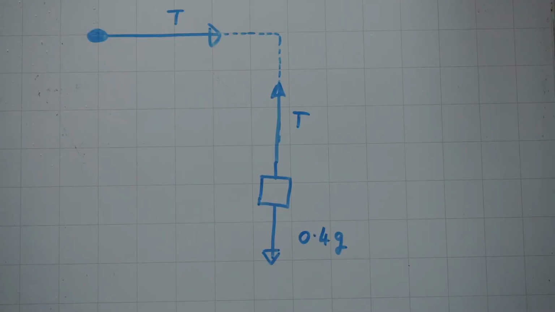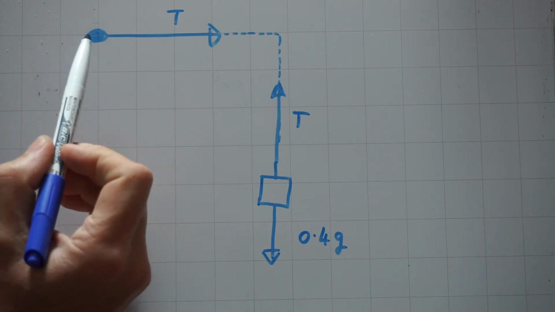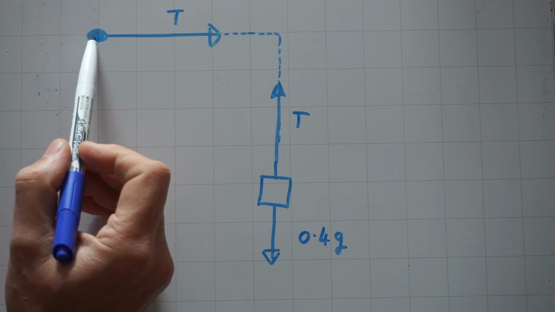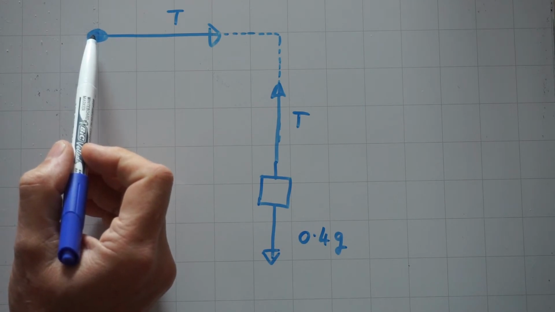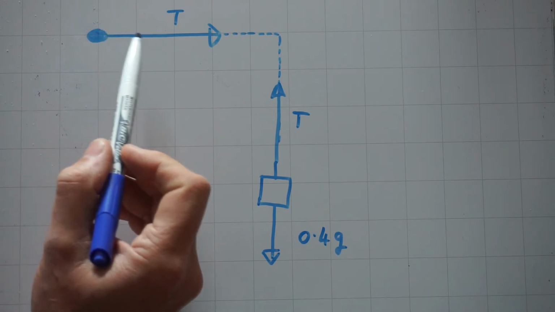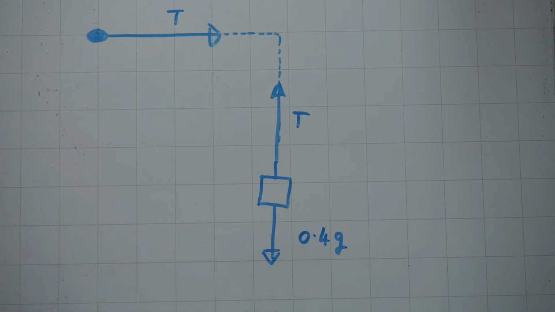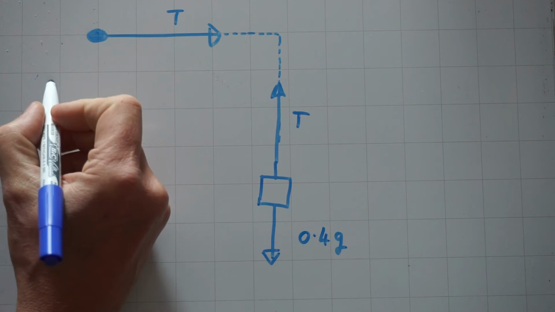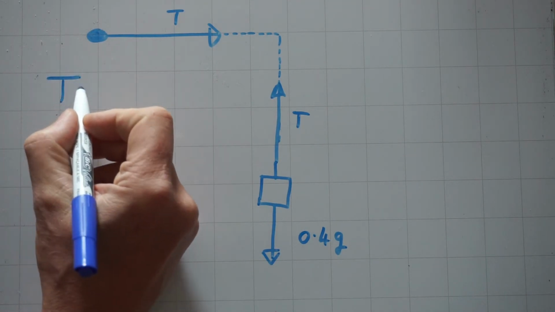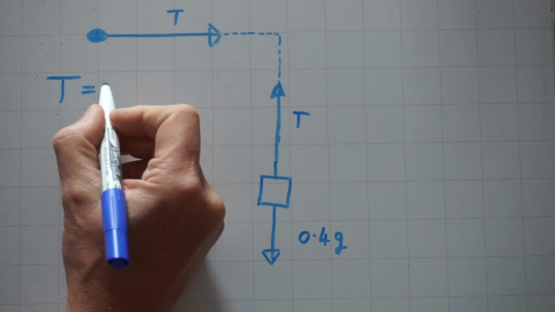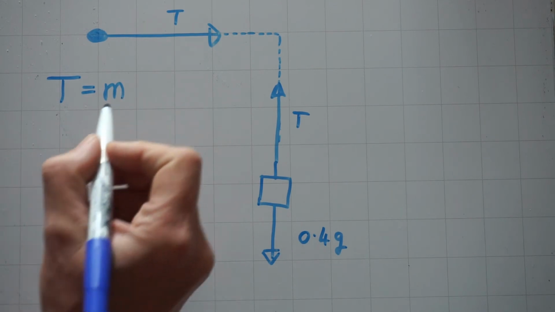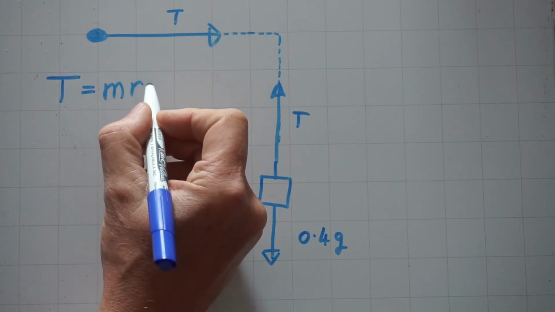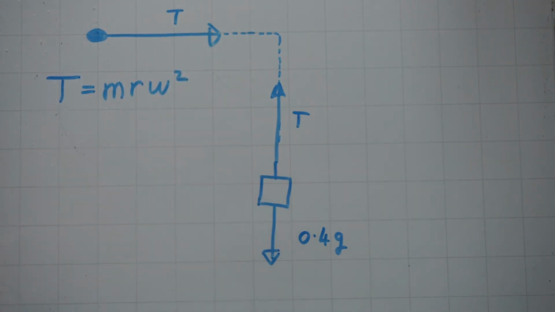I'm making some quite big assumptions here. I'm going to assume that the ball follows a circular horizontal path and that the weight is insignificant. So if that's the case, then the tension in the string will be the resultant force, and that will be equal to the mass times the acceleration, which will be r omega squared.